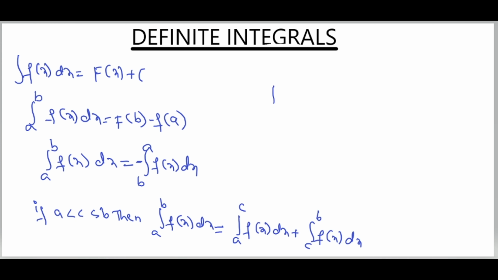If the lower limit is a and the upper limit is a, then integration of f of x dx is equal to 0. If the upper and lower bounds are equal, then the integration value is 0.